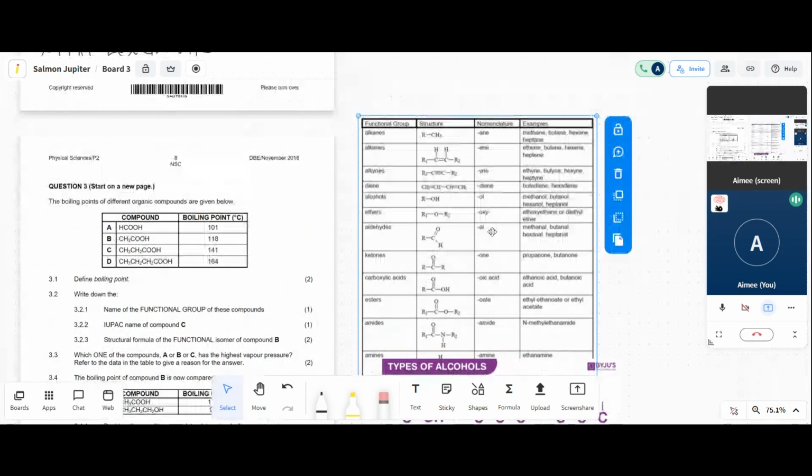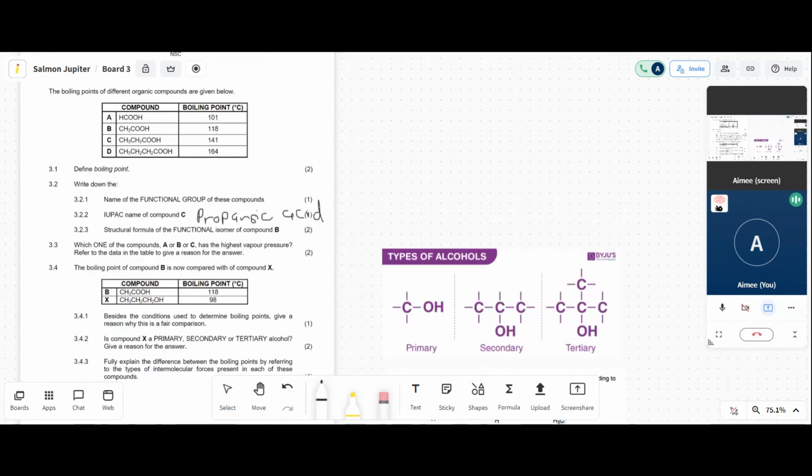Then of the functional isomer B. Okay? So remember, an isomer is a compound that has got the same molecular formula, but something else about it is different. And a functional isomer specifically refers to a compound that has got the same molecular formula, but is a part of a different functional group. Okay?